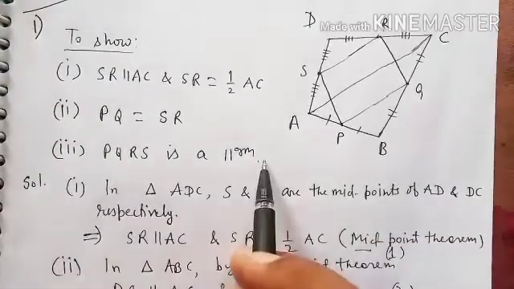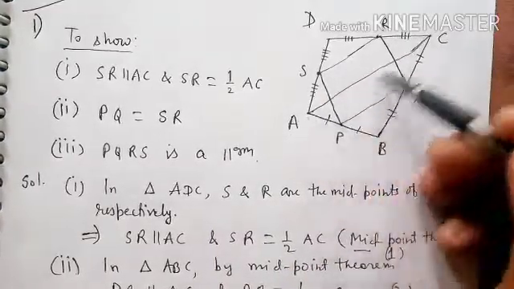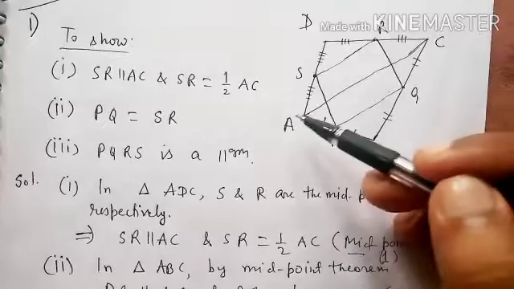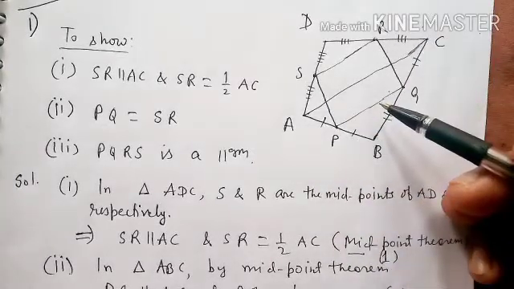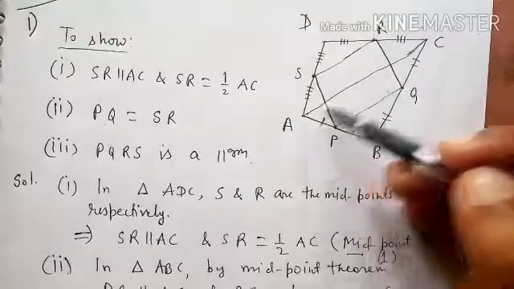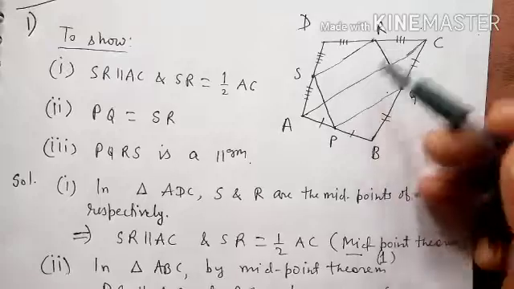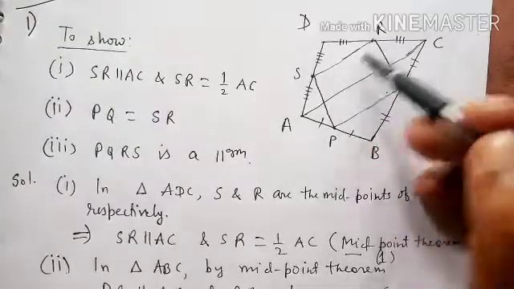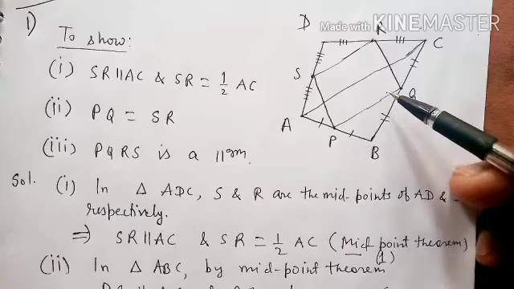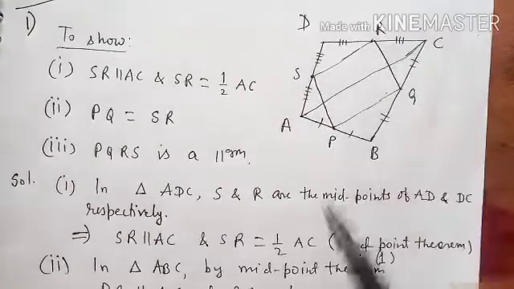We have to prove PQRS is a parallelogram. So see student, SR is parallel to AC, PQ is parallel to AC, therefore SR is parallel to PQ. SR is equal to half of AC, PQ is half of AC, so SR is equal to PQ. Thus SR is parallel to PQ and SR is equal to PQ. Therefore quadrilateral PQRS is a parallelogram.